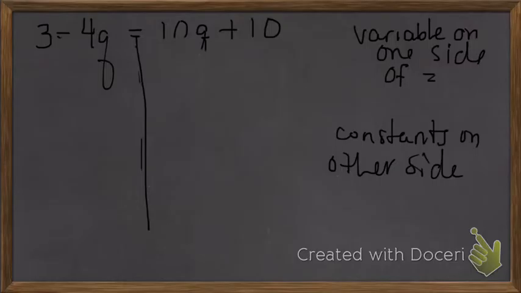All right, we're going to solve equations where we've got variables on both sides of our equation. So we're going to solve for q. We want to get the variables on one side of the equal sign, and then we want the constants, or the regular numbers, on the other side of that equal sign. So let's get the q's on the right. So I would add 4q to both sides.